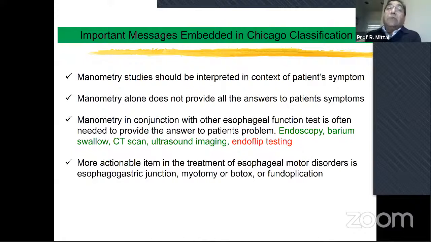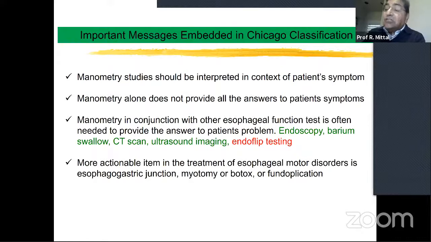And one thing I'm just going to show you for a few minutes: the most actionable item in the treatment of esophageal motility disorder is the esophagogastric junction, whether it is myotomy, Botox, or fundoplication for reflux disease. For esophageal peristalsis, we have very little pharmacotherapy and POEM surgery. Now we learned that Heller myotomy alone is just not good enough to treat type 3 achalasia. You need to extend the myotomy to the aortic arch, a long myotomy. In the good old days, the treatment for diffuse esophageal spasm was long myotomy, not just Heller myotomy. So I think that's an important thing. But for most of the other disorders, the actionable item is the esophagogastric junction.